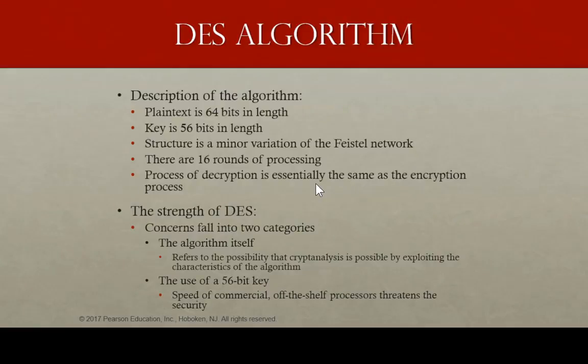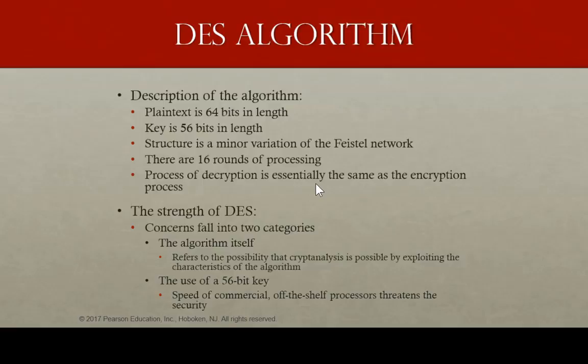DES algorithm. The plaintext is 64 bits in length, and the key is 56 bits in length. Longer plaintext amounts are processed in 64-bit blocks. The DES structure is a minor variation of the Feistel network shown in the previous figure. There are 16 rounds of processing. From the original 56-bit key, 16 subkeys are generated, one of which is used for each round.